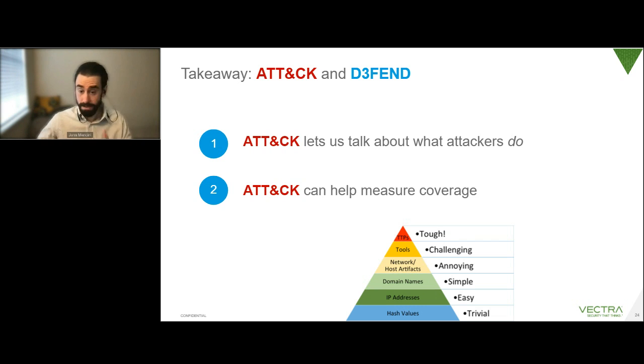And the second piece: by being able to talk about it, we can measure things. We can know what to measure. We don't have to focus on the indicators that are not the strongest, the large ones. We can focus on these TTPs that give us coverage for things into the future, not just what exists today.